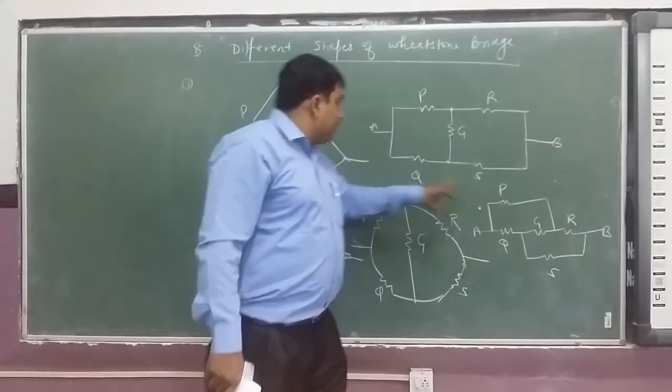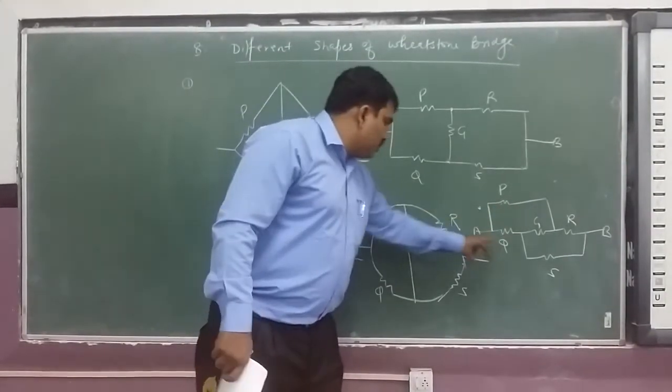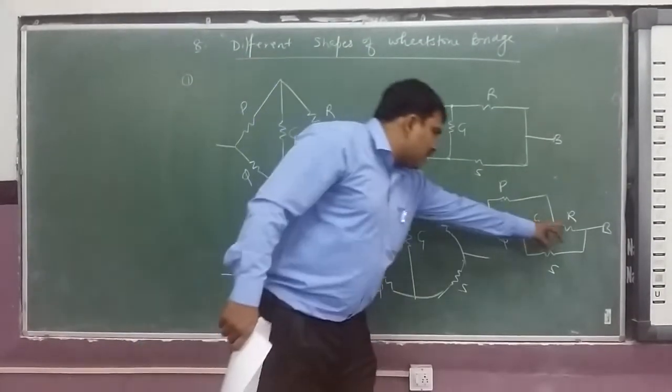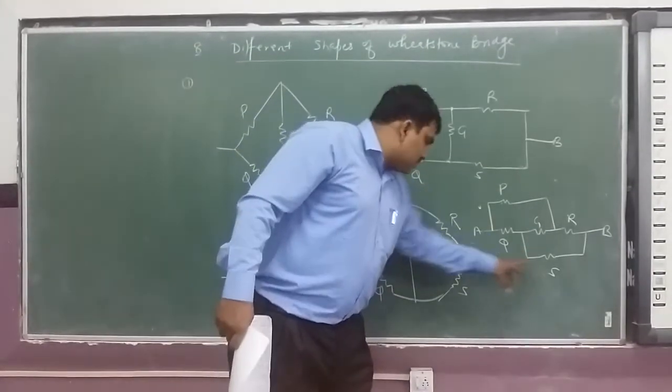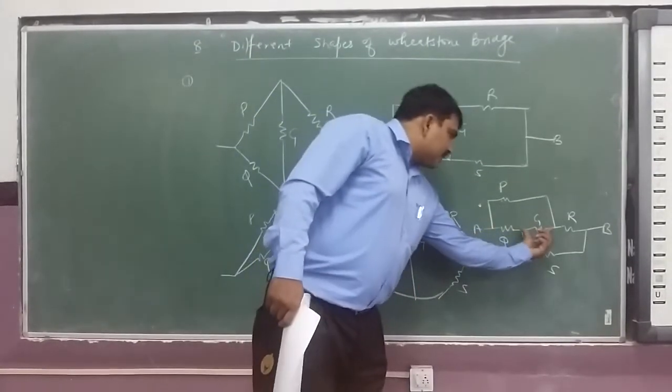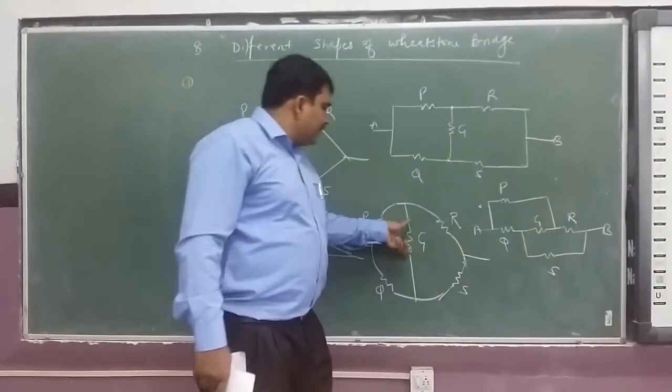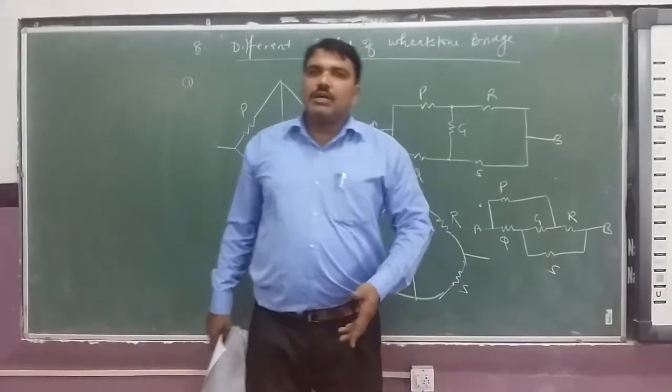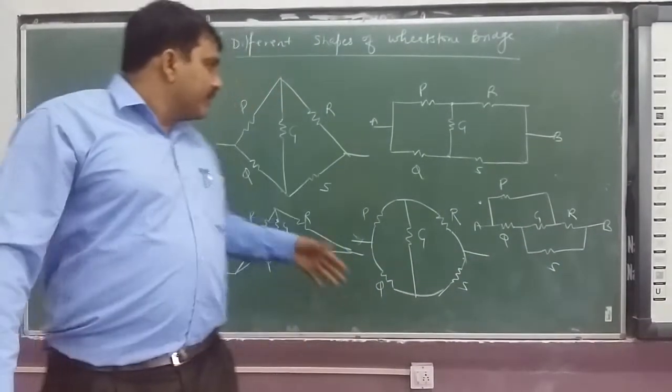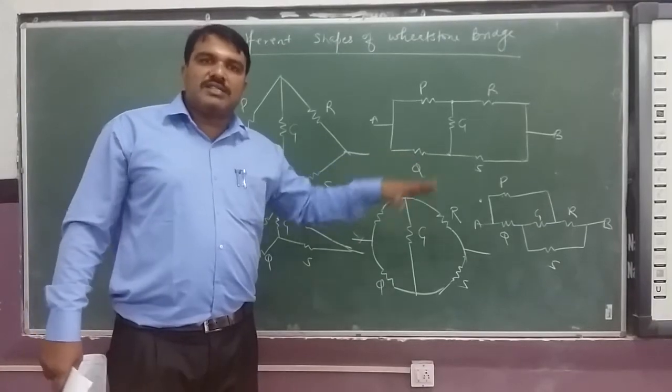This is the resistance P, this one, and this is Q, this one you can see, this is R, this one, and this is S, and this middle resistance here, this is G. So these are the 5 different shapes of Wheatstone bridge which are asked in exams.